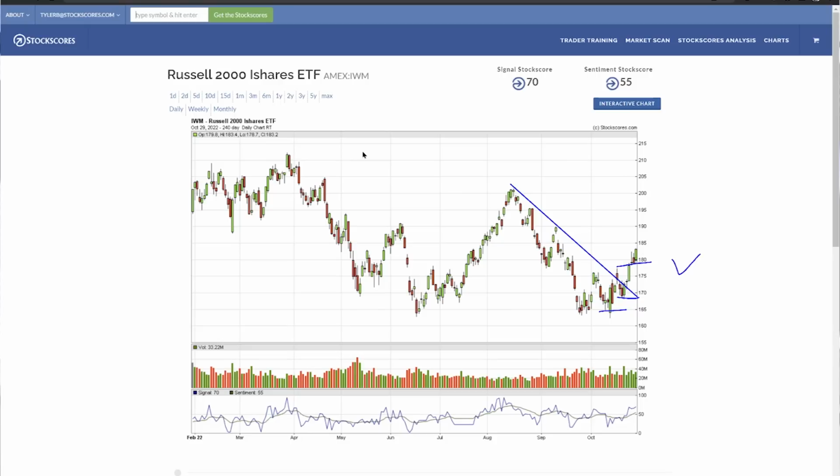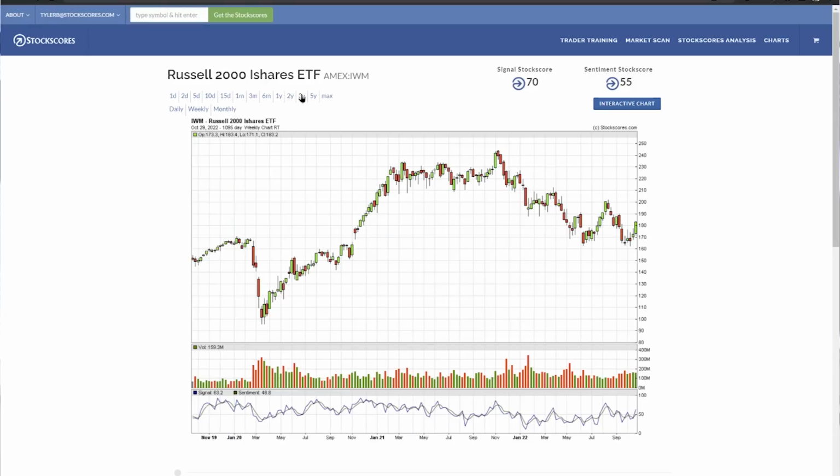So the small caps have given a short-term signal of strength. But if we go to the 3-year chart, we see that the downward trend line is still in place. The difference here is that you've got a little bit of a double bottom. Not really, this bottom is not lower than this one, and that's a positive. So the small cap stocks are looking better in the US than the large cap.